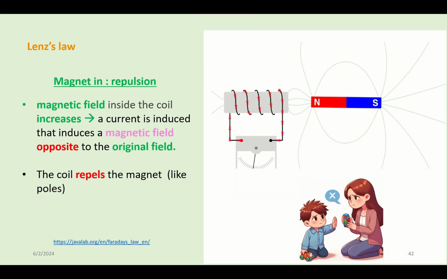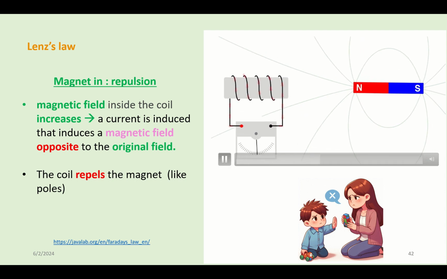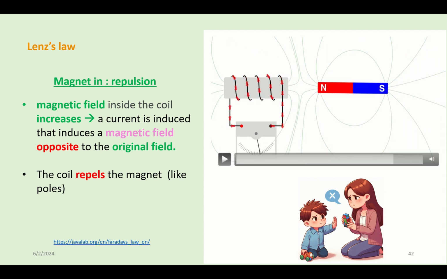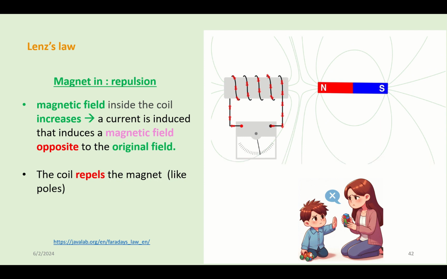Let's explain it using a simpler method. Here we have a coil, and this coil is connected in a circuit with an ammeter. And here we have a magnet, and around this magnet we have magnetic field lines. Now when we approach the magnet, the amount of magnetic field lines cutting the coil increases. The magnetic field inside the coil increases.